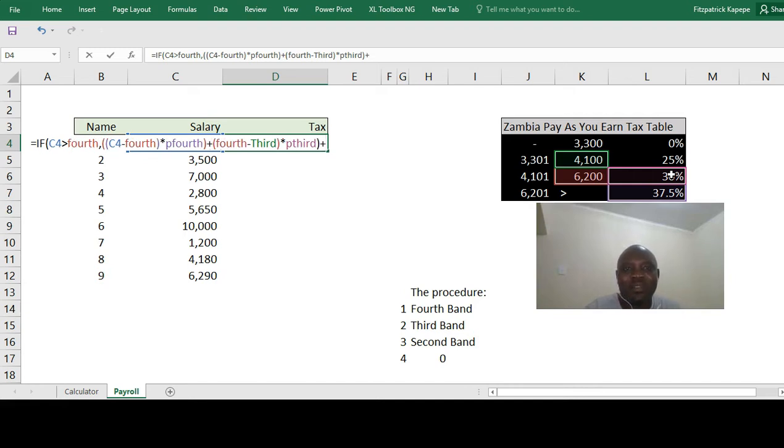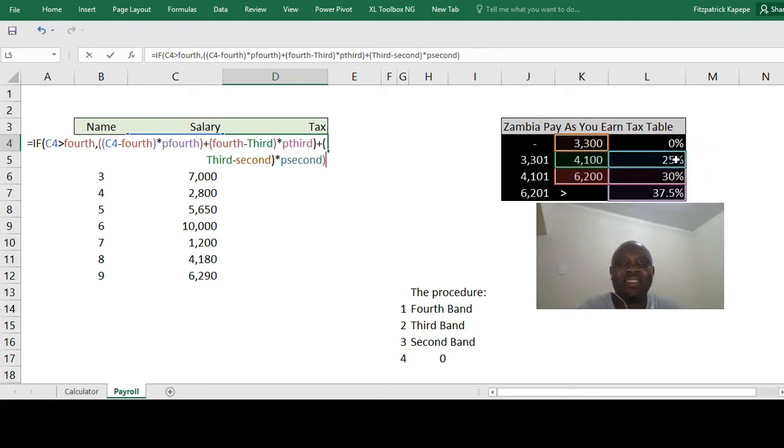So what we are remaining with is the third minus the second times 0.5%. Close it like this. So we are done with the first argument. If the salary is above 62, it is above 62.